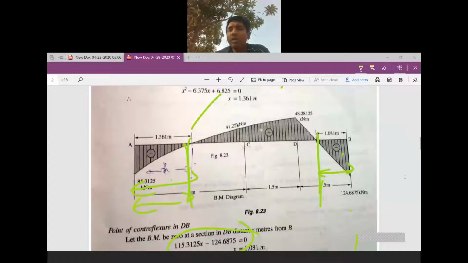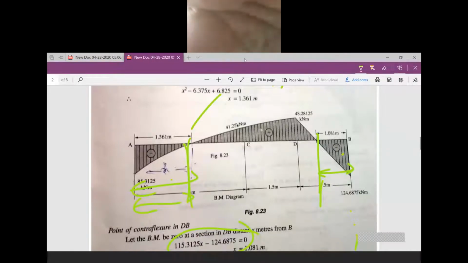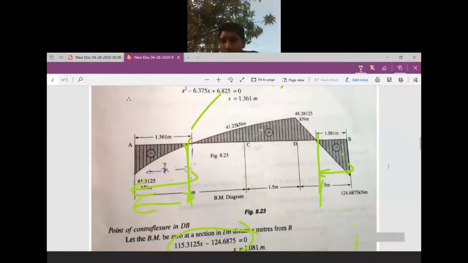Okay, I will explain the point of contraflexure again. We'll explain the point of contraflexure. The point of contraflexure is nothing but a point where the bending moment is 0.